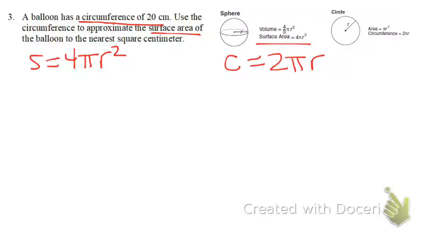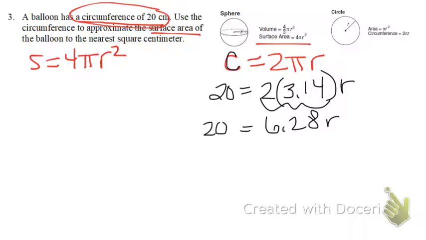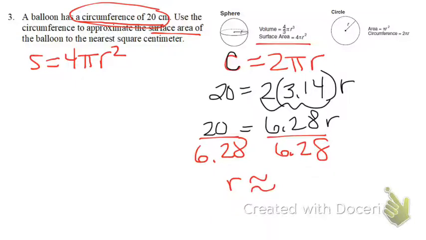Okay, reading the problem again, circumference is 20. So I'm going to replace this c right here with a 20 and bring everything else down. Bring down the 2, replace pi with 3.14, and bring down the r. Multiply the 2 and the 3.14, you get 6.28. Bring down the r. Divide by 6.28 on both sides. And r is approximately 20 divided by 6.28.